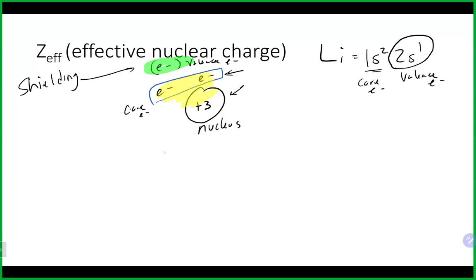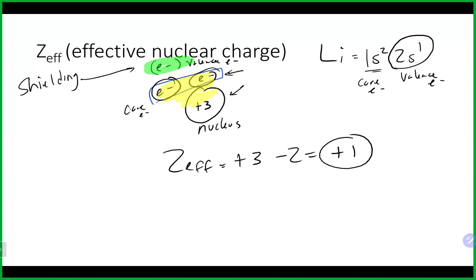You could actually calculate it. Z effective is the positive charge of the nucleus minus the number of electrons that are in lower energy levels, which in this case is 2. And effectively, what that outside valence electron is actually feeling is a +1 attraction to the nucleus, which is a much weaker attraction than the full +3 attraction that those core electrons are holding.